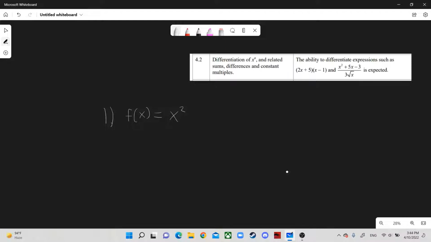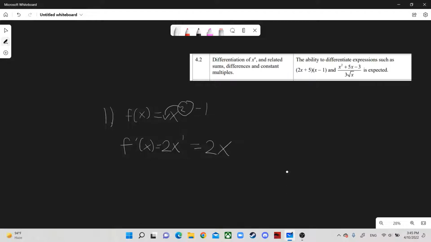So the general rule of thumb is basically you take the power, right? So here the power is 2. You bring it to the front, okay? So you get 2x, and then you minus 1 from the power. So 2 minus 1, that's 1. And then x to the first power is just x. So I can just write this as 2x. Okay, so the derivative of f of x, and remember we write the derivative of f of x as f prime of x, is equal to 2x.